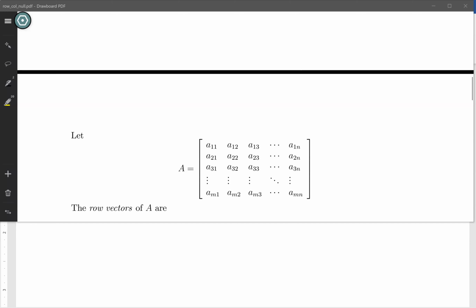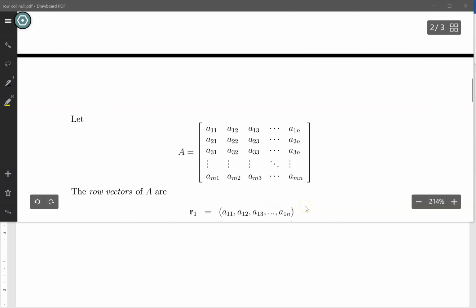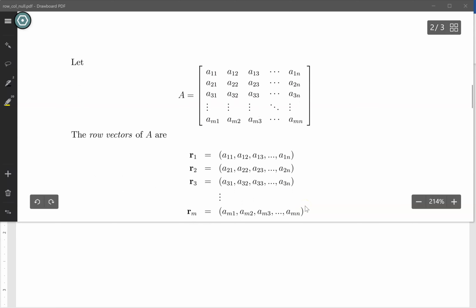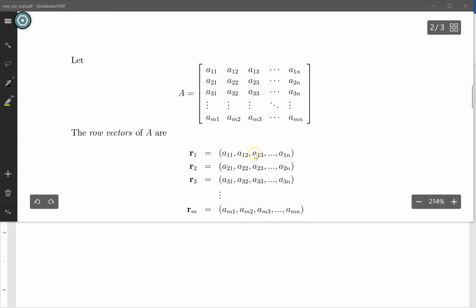So all right, let's say we have a matrix. I've identified this matrix by its entries. Notice that we have an m by n matrix, so we have m rows, n columns. The row vectors of A are just the vectors that we make from the rows of A. So r1 here would be a11, a12 out to a1n. r2 would be a21, a22, out to a2n, and so on up the line until we get to r sub m.